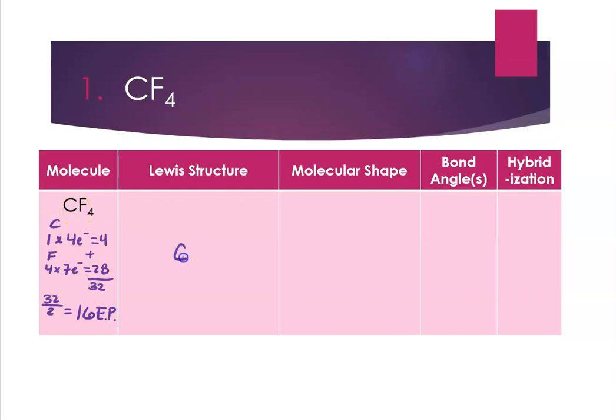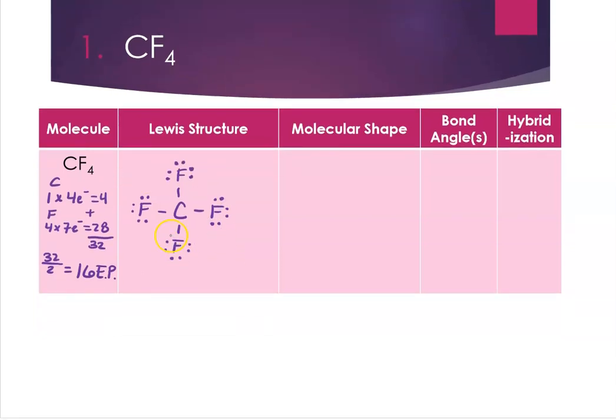Carbon is the central atom because there's only 1 of them, so then I attach each of the fluorines to the carbon. Right? And then I add 3 sets of lone pairs to complete the octet. So each bond is 2 electrons and each lone pair is 2 electrons. So I have 2, 3, 4, 5, 6, 7, 8. So 3 lone pairs gives fluorine a total of 8. So I do this for all of my fluorines.